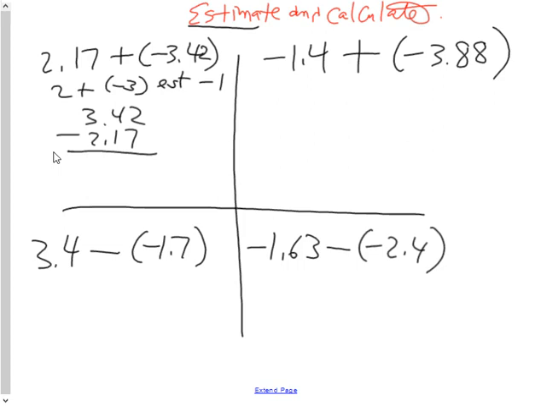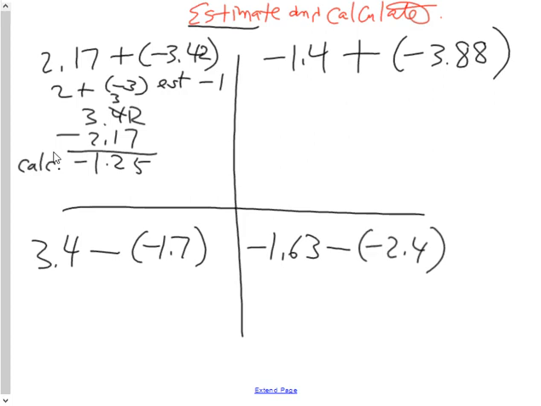So I'm going to subtract decimals by lining up the decimals and subtracting place values. 2 take away 7 I can't do, so I borrow. 12 take away 7 is 5. 3 take away 1 is 2. And 3 take away 2 is 1. So I have 1.25. And since I know I have more negatives, my calculation will be negative 1.25, which is close to what I estimated it to be at negative 1.